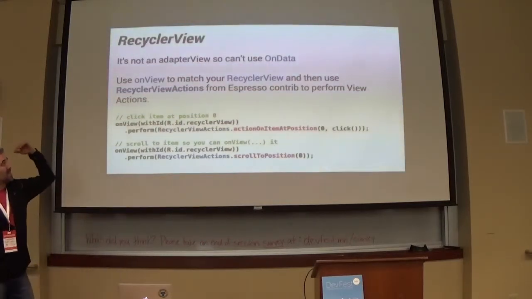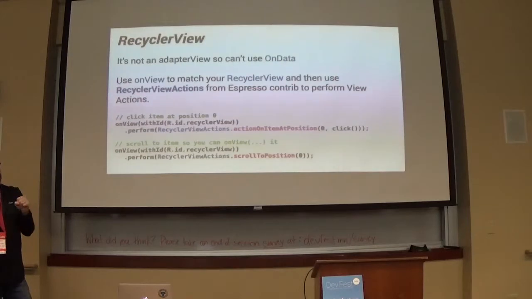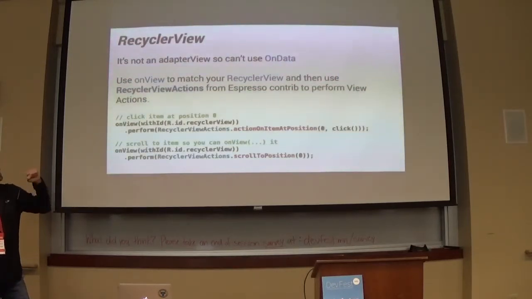So like I said, it's not adaptive because you can't use onData. You can use onView to match your RecyclerView, to match the actual RecyclerView, and I have an example. Hopefully I have time to go over my demo and I can show you how this is done.